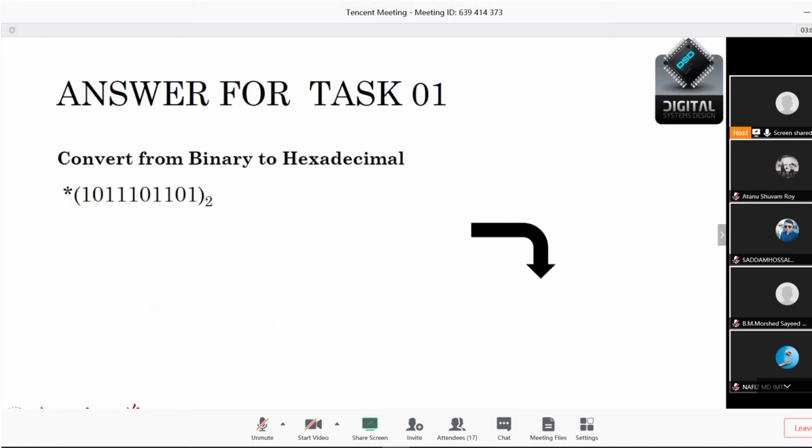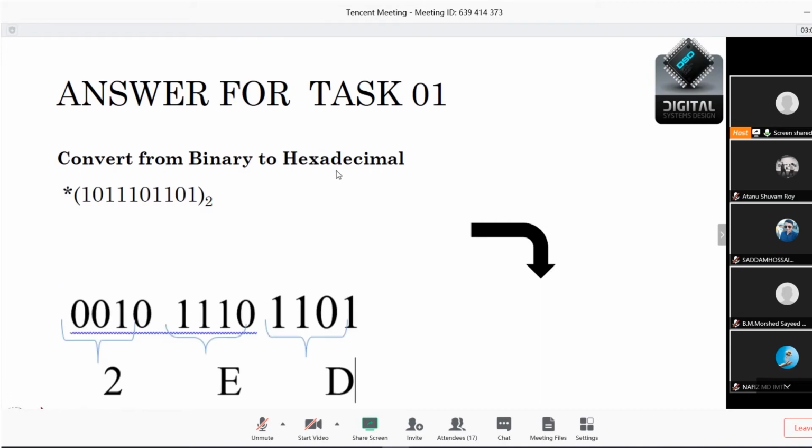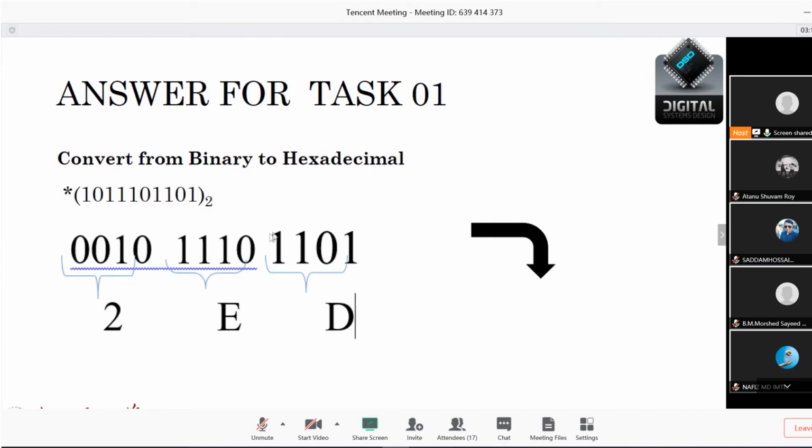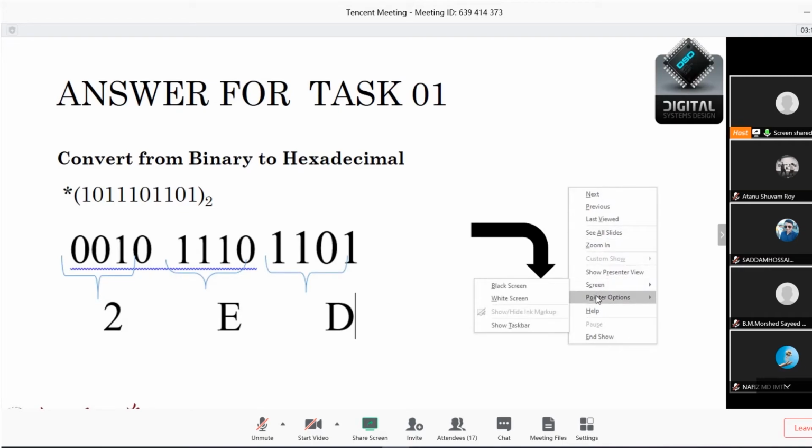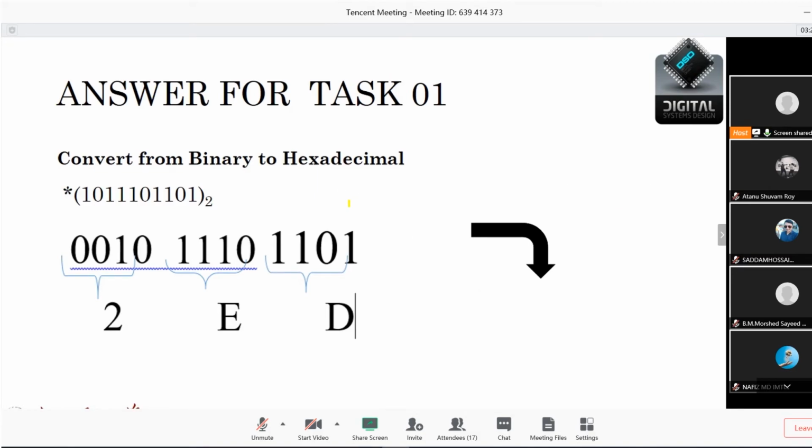I want you to convert this number to hexadecimal. To hex it can also be done 4 by 4, but this number has a little bit of something that we should think about. See, this is 1, 2, 4, and next one is 8.